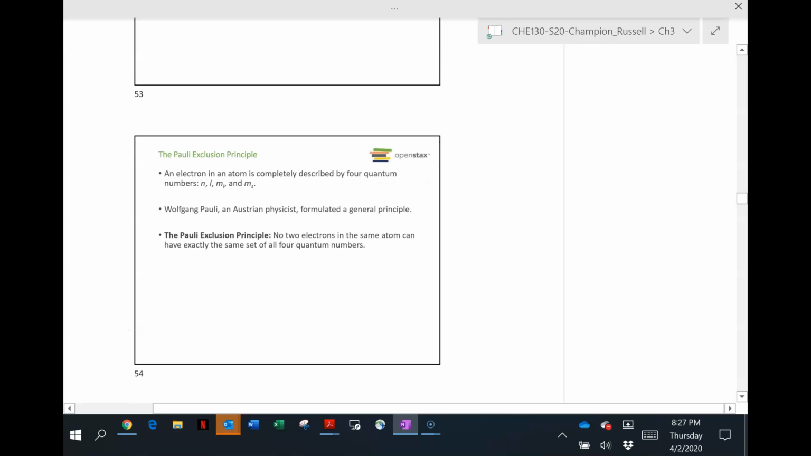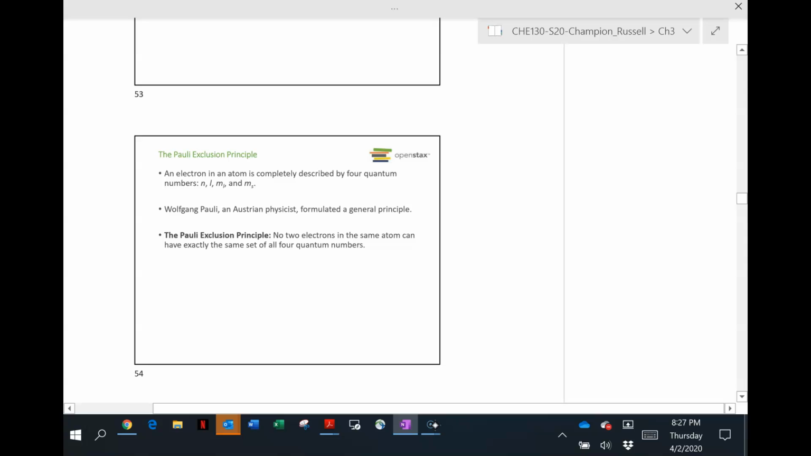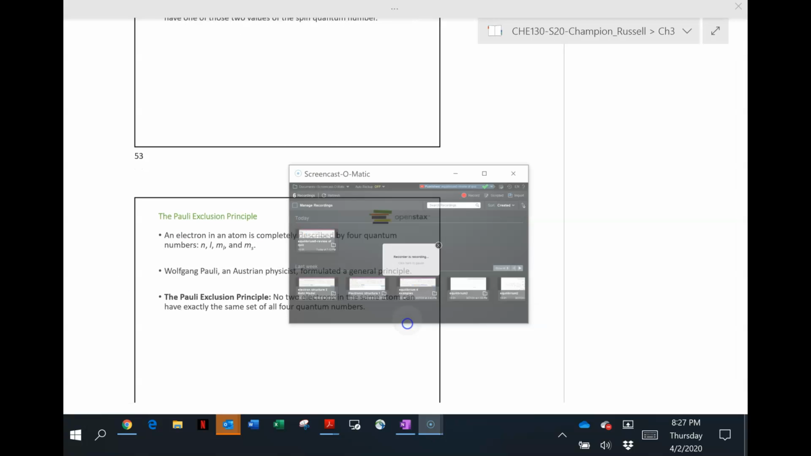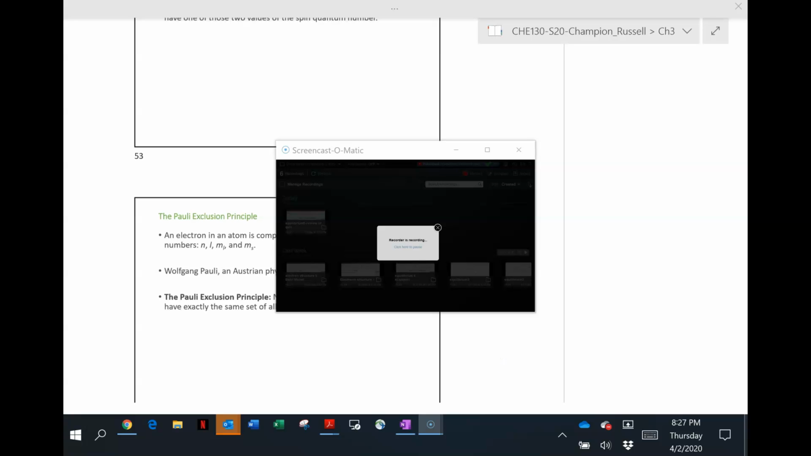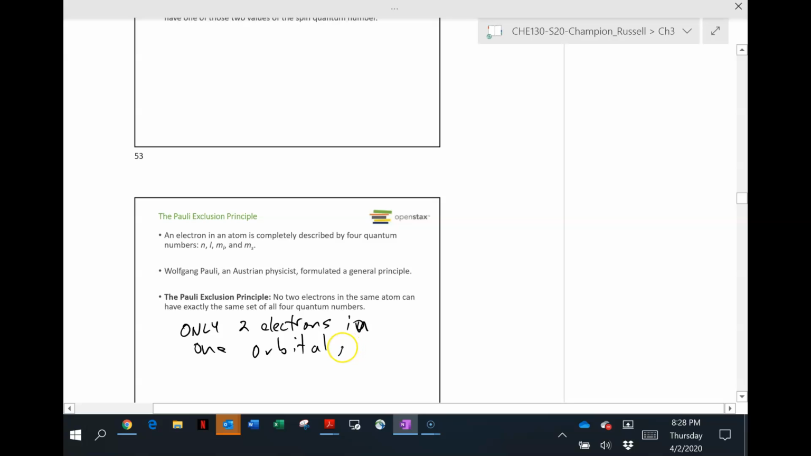All right, so there are some rules in quantum mechanics. We've got the Pauli exclusion principle here, and it tells us that for the values of N, L, m sub L, and m sub S in one atom, no two electrons can have the same four quantum numbers. What this also means is that we can only have two electrons in one orbital, and they have to have opposite spins.